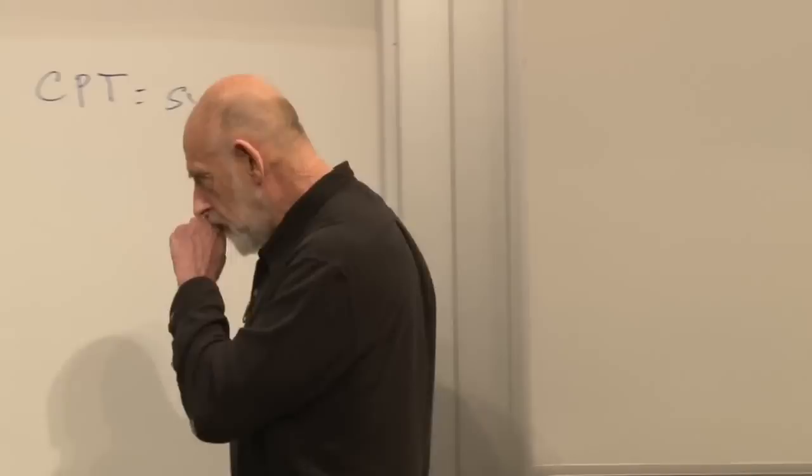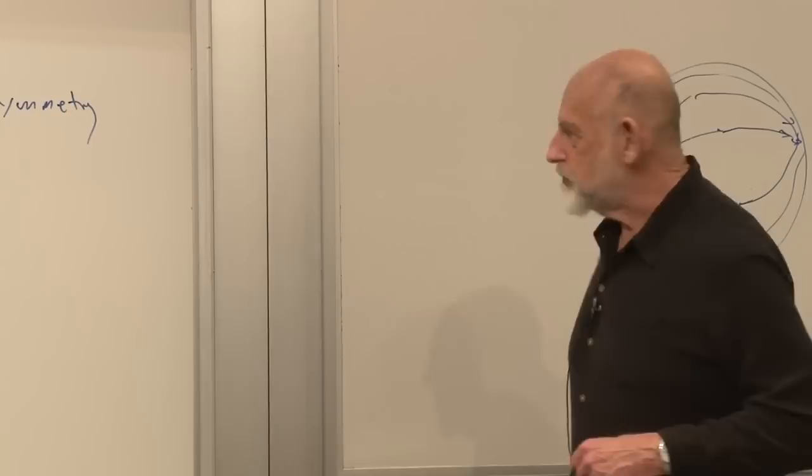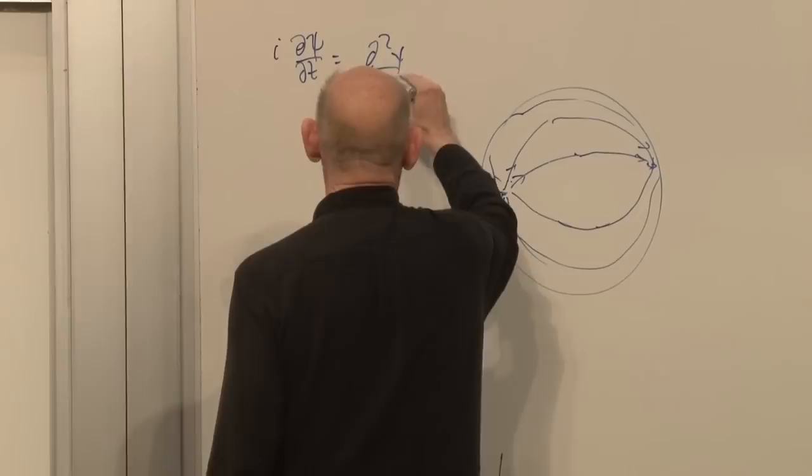So does time reversal always mean take the complex conjugate as well as change the sign of t? Right. Yeah. You can see that from the Schrodinger equation. The Schrodinger equation is something like i d psi by dt equals, I don't know, d second psi by dx squared or something like that.